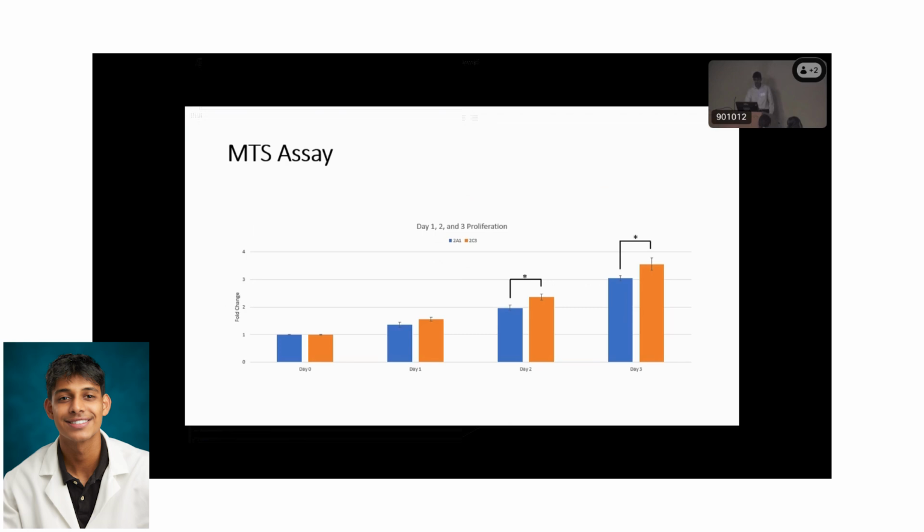While there was not a significant difference in the number of living cells on day 1, days 2 and 3 did have a significant difference in number of viable cells, meaning that the 2C3 cells had a greater proliferative activity, suggesting a possible result of RMST overexpression.